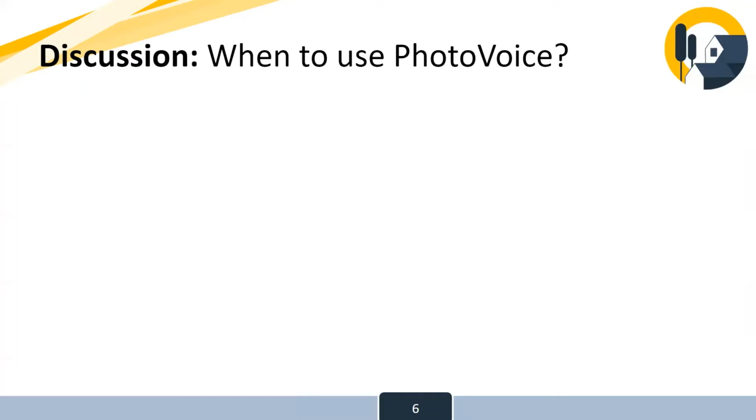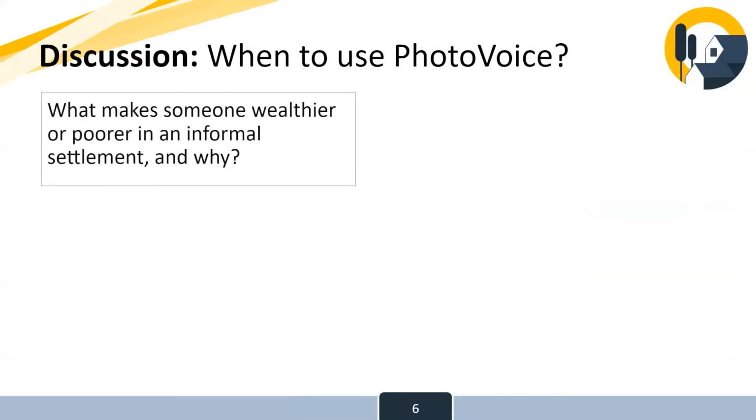When you present this slide, you're really trying to get participants to think about when they should and should not use photo voice. So I'm going to present 3 questions, and I want participants to discuss whether or not photo voice is an appropriate method to answer this question. The first question is, what makes someone wealthier or poorer in an informal settlement, and why?